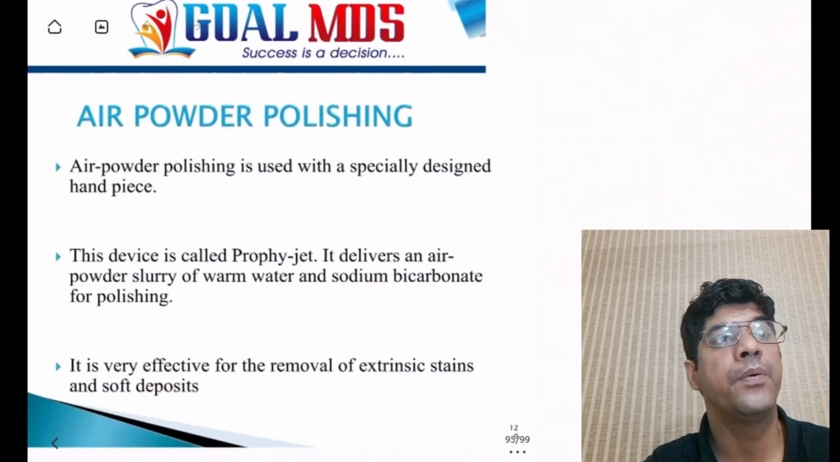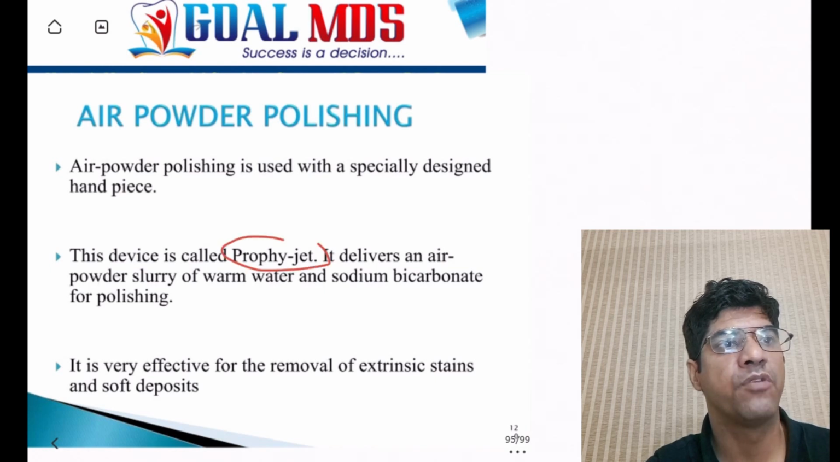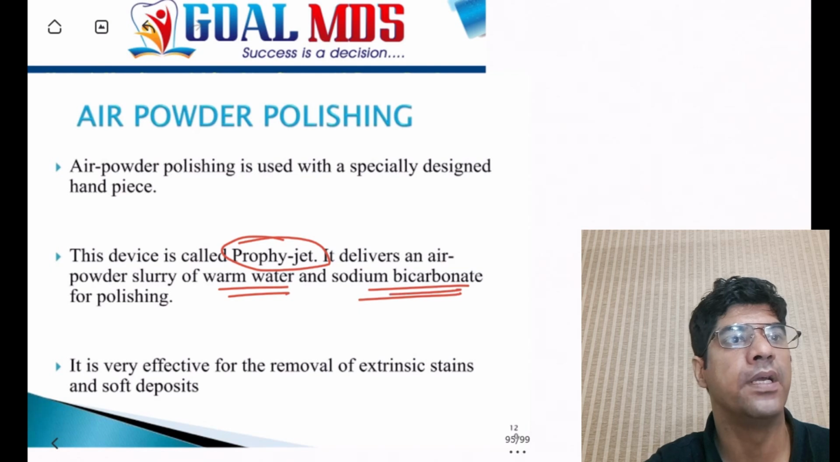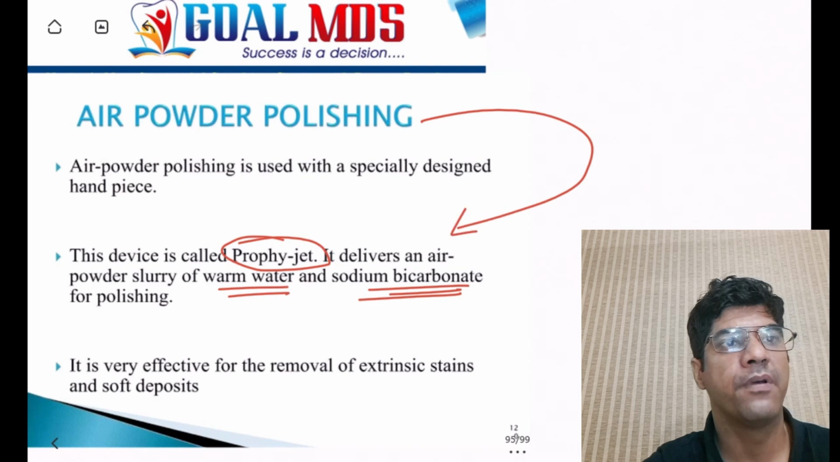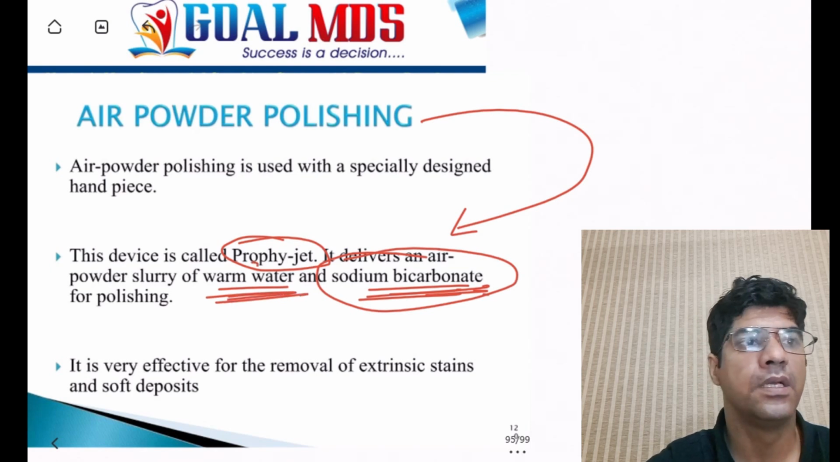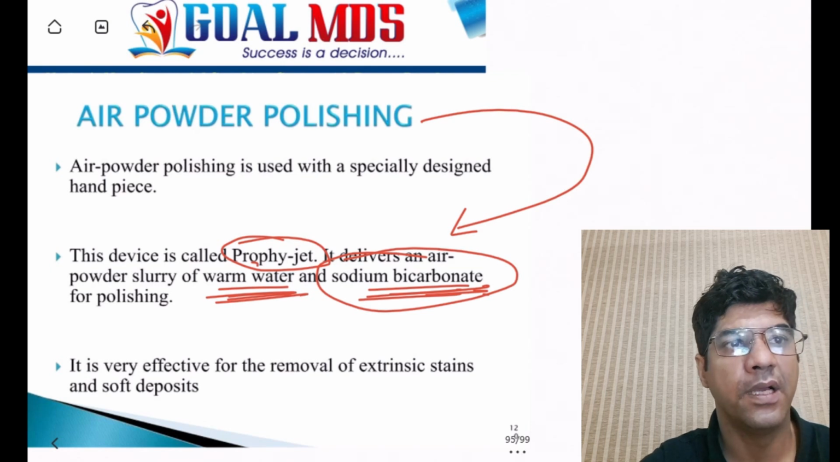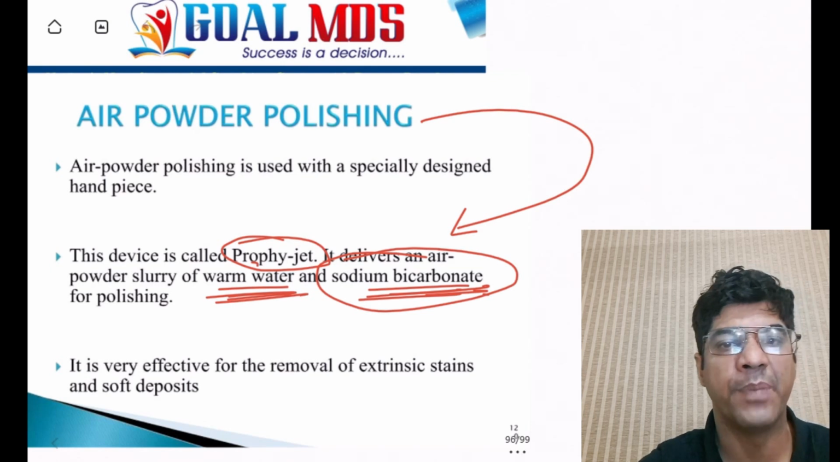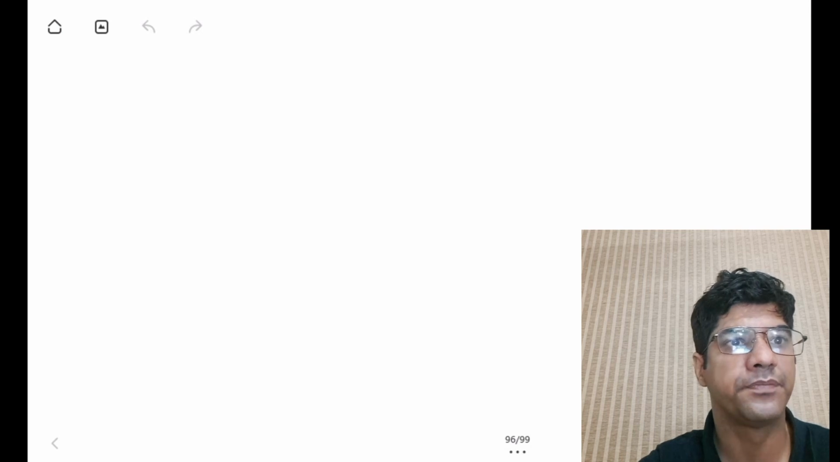Air powder polishing. The device is known as Profijet, which delivers an air powder slurry of warm water and sodium bicarbonate. So remember, for your entrance exam, the air powder polishing cup will include which ingredient? It is sodium bicarbonate and warm water, and the device is Profijet. So they will remove the extrinsic stains and the soft deposits from the mouth.